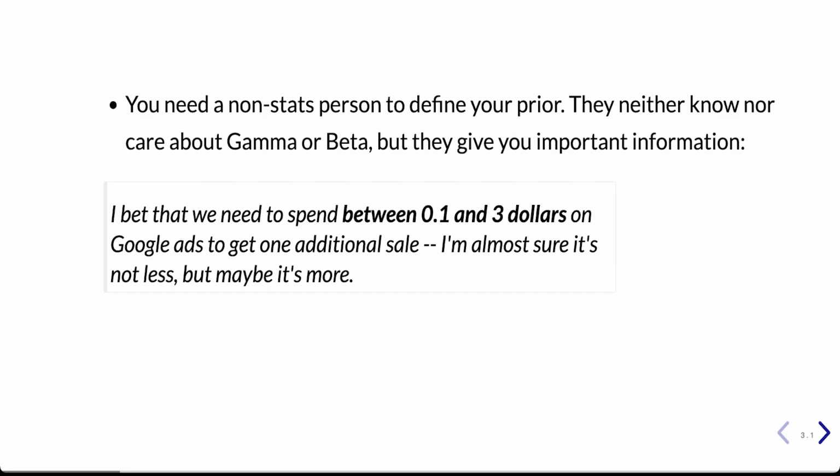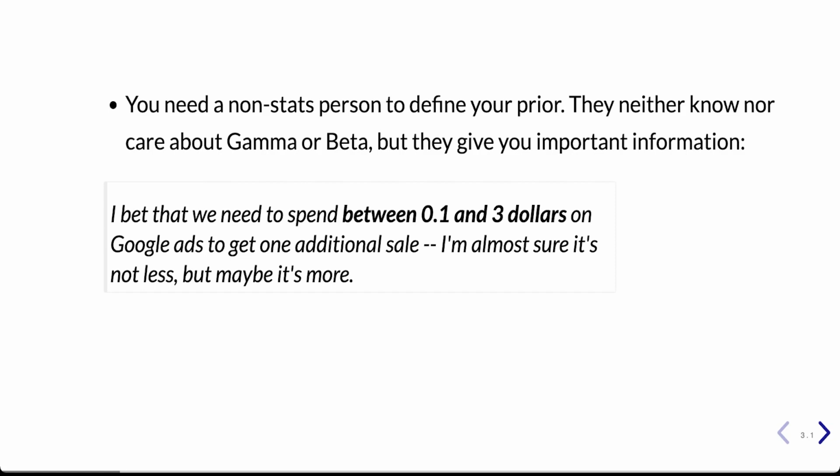And something I often do is ask non-stat people in terms of betting, because that relates very naturally to the Bayesian framework. And that helps you basically think in a way where you have to put your money where your mouth is. So once I asked my colleague about a prior for instance, the efficiency of Google Ads on revenue, she could answer me by telling me, I bet that we need to spend between $0.1 and $3 on Google Ads to get one additional sale. And I'm almost sure it's not less, but maybe it's more, okay?